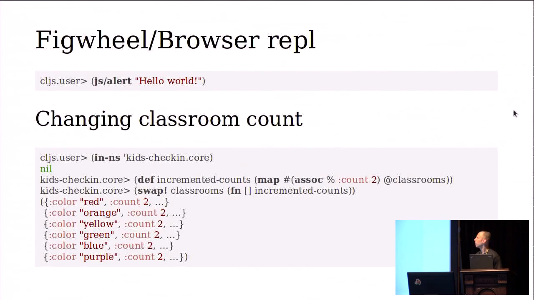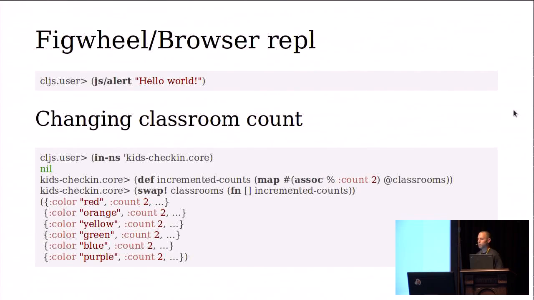Another nice tool when working with ClojureScript is Figwheel. Figwheel provides several benefits. The one I'll talk about here is it hooks up a browser REPL for you. So this allows you to interact with the browser as well as your ClojureScript code that is running in the browser. So in the first example, we are sending an alert dialog that the browser will show.